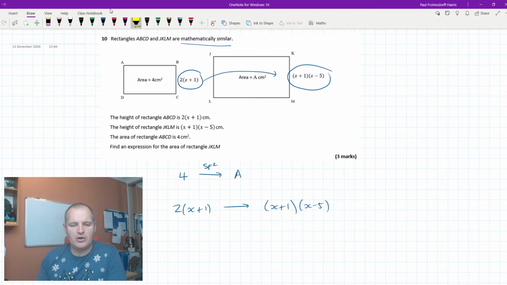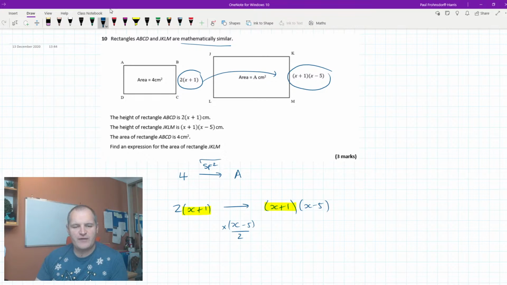And this is where I look at these bits are the same, but these bits are different. So I think to get there we have to divide by 2 to get rid of the 2, but times by x minus 5. So that's my scale factor. Even though it's algebra, we still can, because I've got to get rid of the 2 by dividing by 2, and I've got to times by x minus 5. The x plus 1s are both there.